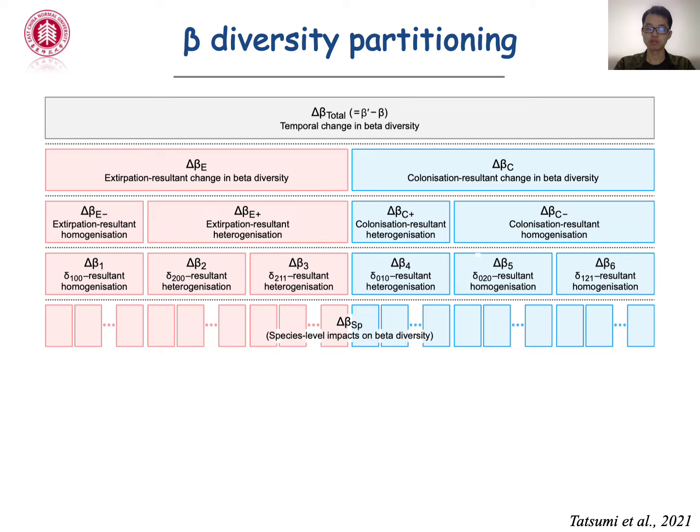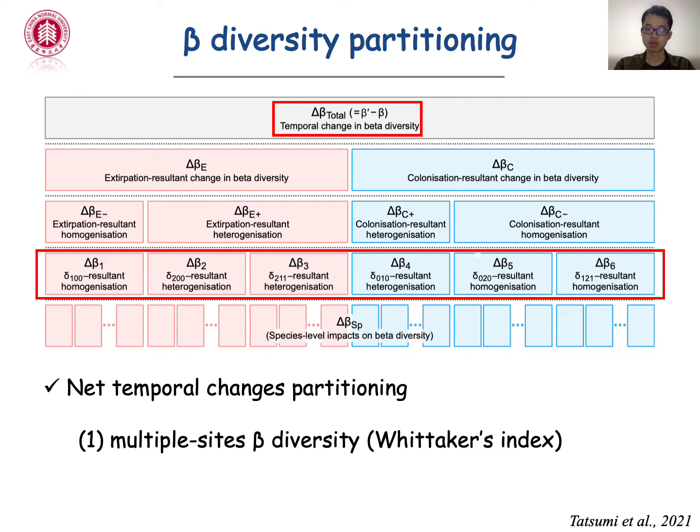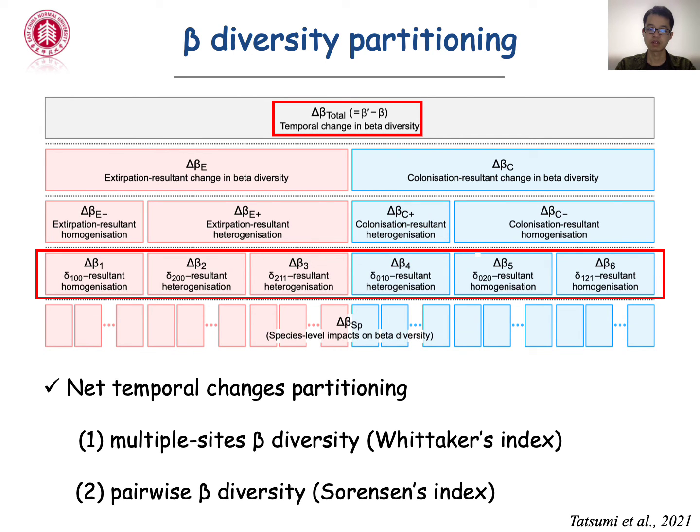To assess the temporal changes in beta diversity and the potential roles of extinction and colonization, we used a new beta diversity partitioning method proposed recently. This method calculates the net temporal changes in spatial beta diversity and further partitions these changes into 6 components of species colonization and extinction. Based on this method, we have two aims. First, we assess the multi-site beta diversity to find the overall pattern of beta diversity change across 10 years in our system. Second, we use the pairwise beta diversity to assess the effects of area and isolation on the colonization- and extinction-resultant beta diversity changes.